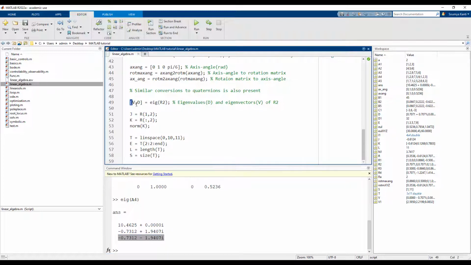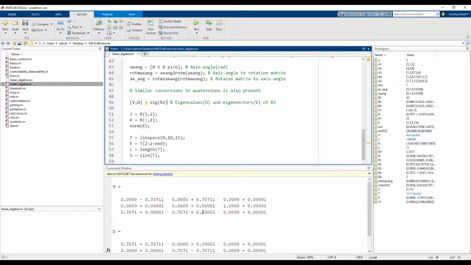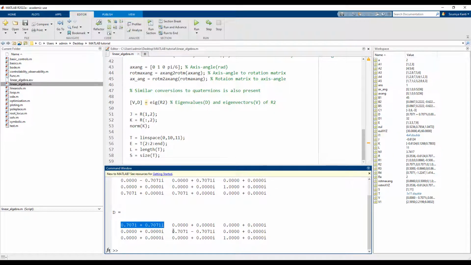So this V comma D, so actually you can have any other variables here. I have chosen V and D, and you type it out. So actually it will give out what are the values. So you can see that, okay, these eigenvalues are stored in D and the eigenvectors are stored in V. So you can see that, and D actually is stored in diagonal form. So you can see this is the first eigenvalue, this is the second eigenvalue, and this is the third eigenvalue.